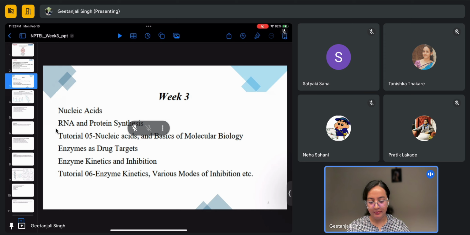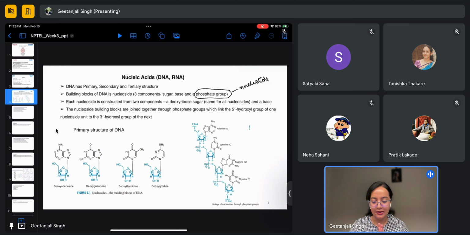Let's start with the basic introduction to molecular biology. That's with nucleic acid. Now, why are RNA and DNA called nucleic acid?